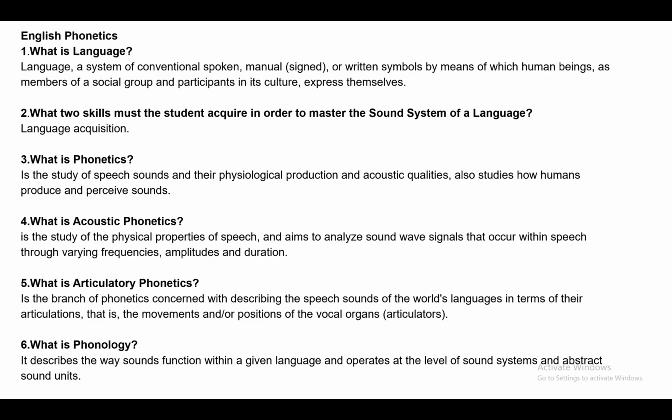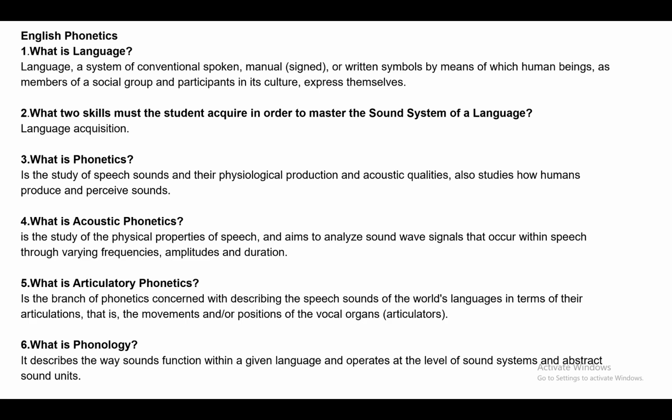What is language? Language is a system of conventional spoken, manual, sign, or written symbols by means of which human beings, as members of a social group and participants in its culture, express themselves. Two, what two skills must students acquire in order to master the sound system of a language? That would be language acquisition and also language learning.